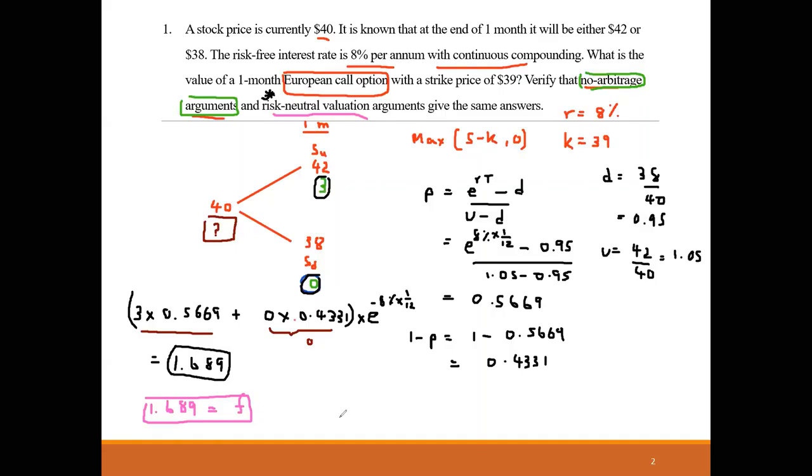And for the next one, for question number 2, let's see. I will give you the answer for question number 2. You can attempt it on your own.